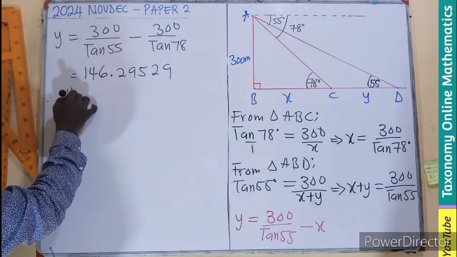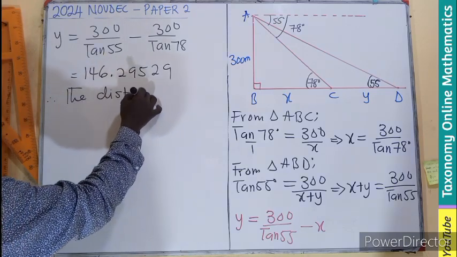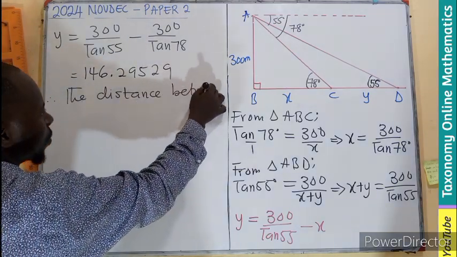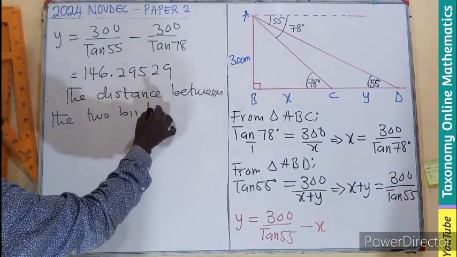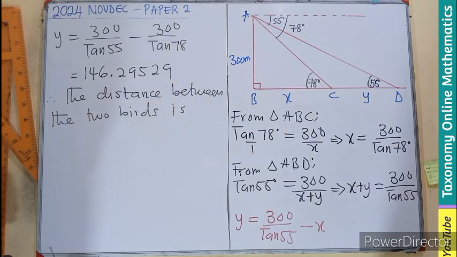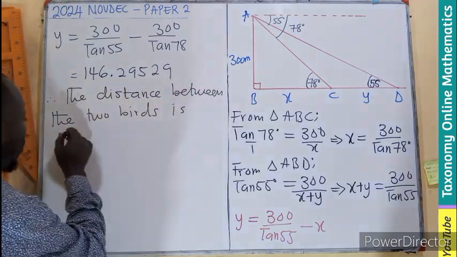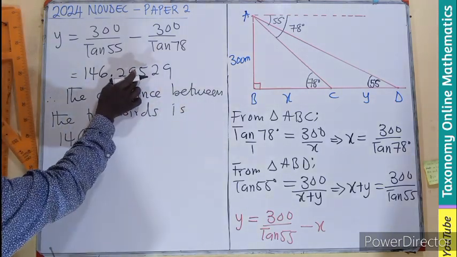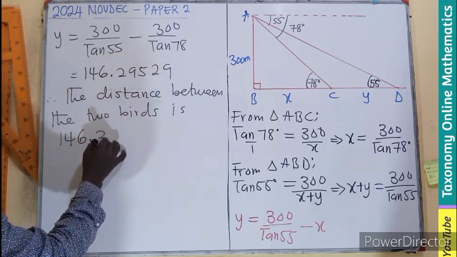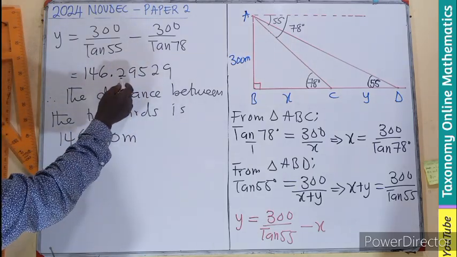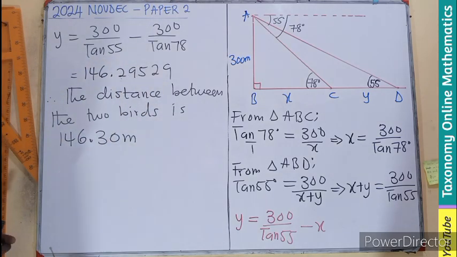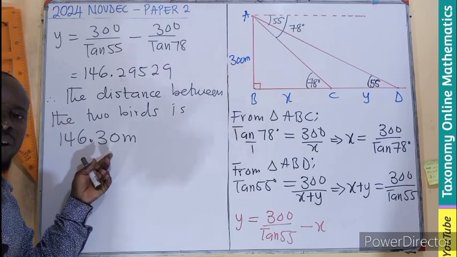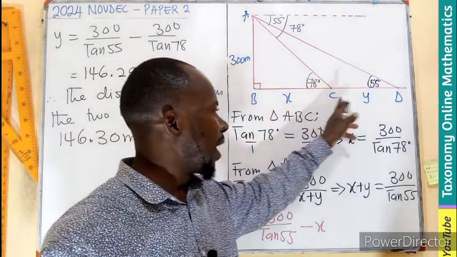So therefore, the distance between the two beds is going to be 146.2 to two decimal places. This is the first decimal place, the second decimal place is 5, added to this 5 makes it 10. So we have 146.30 meters. That is from here to here.